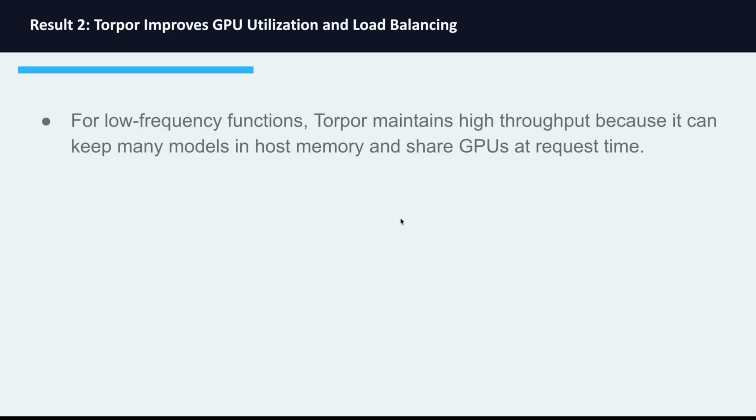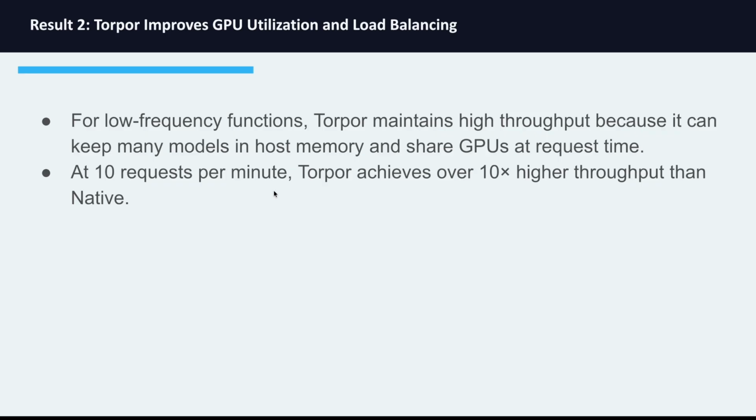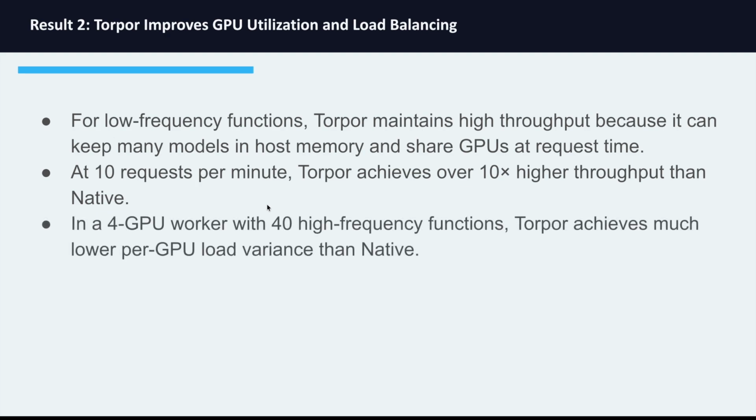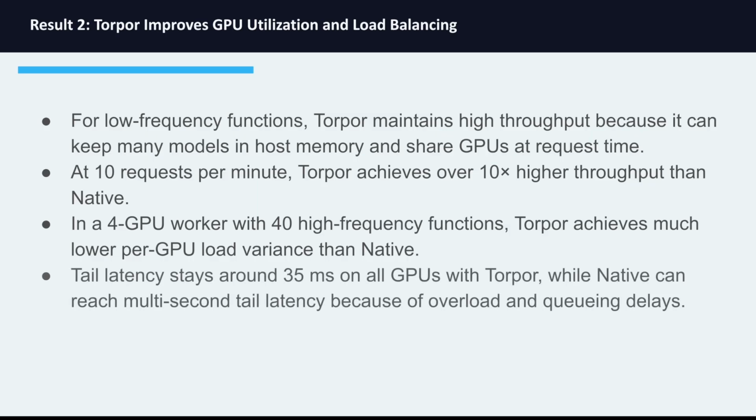So for result 2, this is the results that showed Torpor improved the GPU utilization and load balancing. For low frequent functions, Torpor maintains high throughput because it can keep many models in host memory and share GPUs at request time. So at 10 requests per minute, Torpor achieves over 10 times higher throughput than native. In a 4 GPU worker with 40 high frequency functions, Torpor achieves much lower GPU load variance than native. And tail latency stays around 35 milliseconds on all GPUs with Torpor, while native can reach multi-second tail latency because of overload and queuing delay.